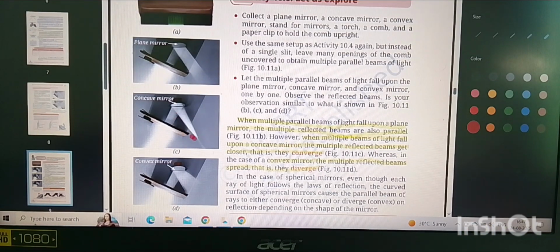This phenomenon, that is, these light rays becoming closer and coming to meet at a point, is known as convergence. So a concave mirror is also known as a converging mirror. In the third one, the convex mirror, the multiple reflected beams spread, that is, they diverge. These reflected rays do not meet at a particular point, they spread to a larger distance. So this is known as diverging.